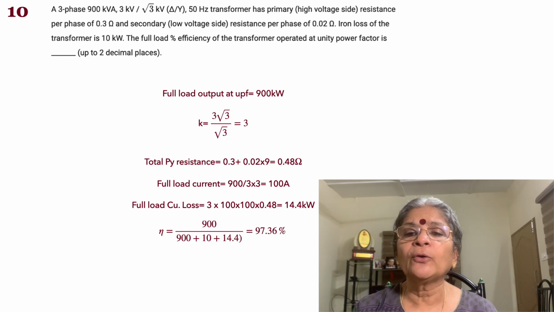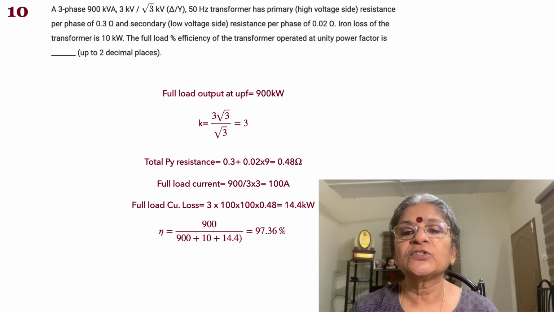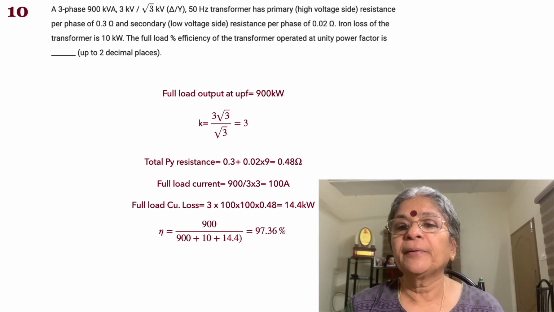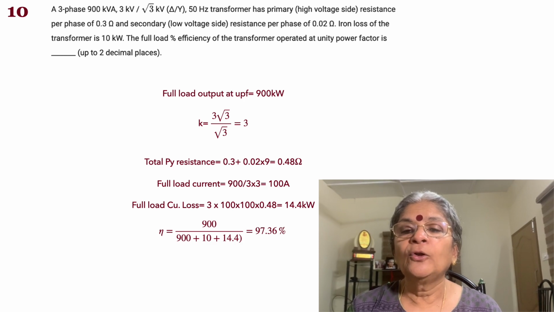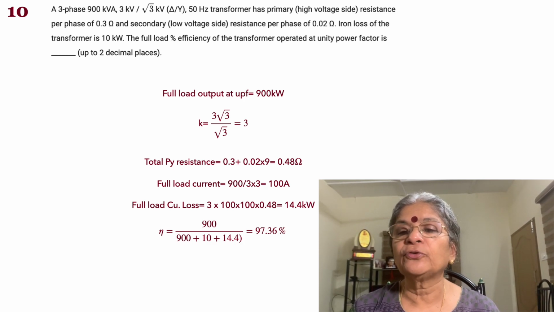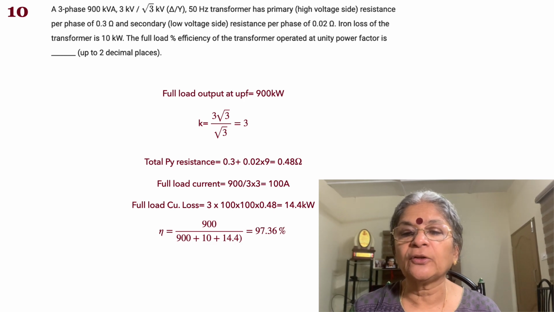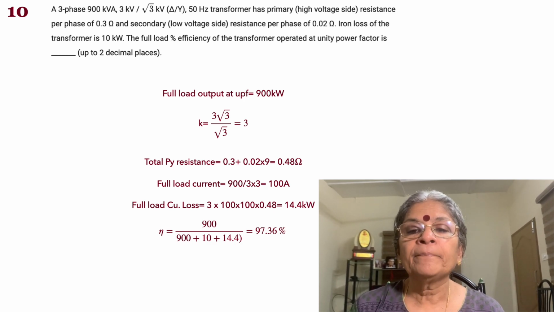10th problem: 3 phase, 900 kVA, 3 kV by root 3 kV, delta star. On the primary the phase voltage is 3 kV, and on the secondary it's going to be root 3 by root 3, or 1 kV. It has primary high voltage side resistance per phase of 0.3 ohms, and secondary low voltage side resistance per phase of 0.02 ohms. Iron loss of the transformer is 10 kilowatt.